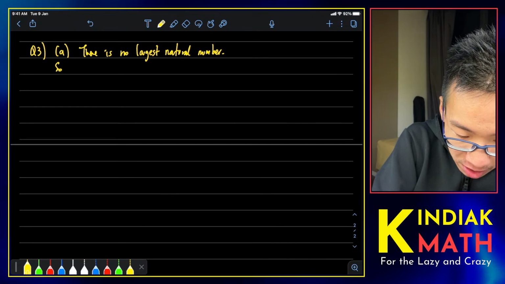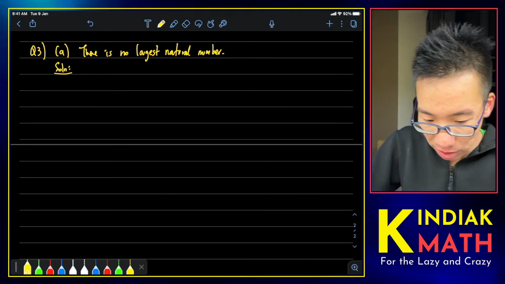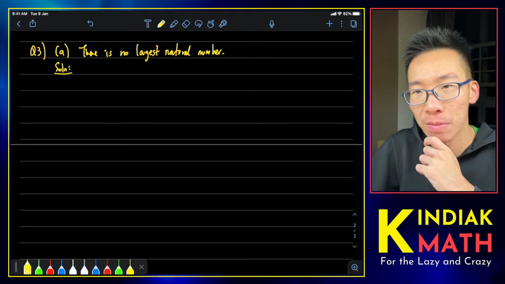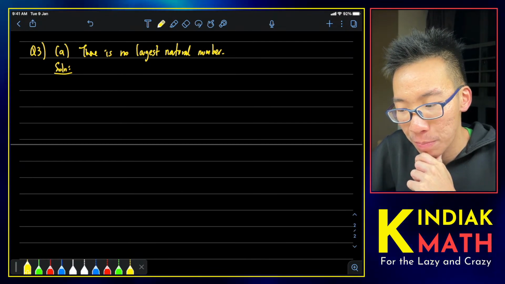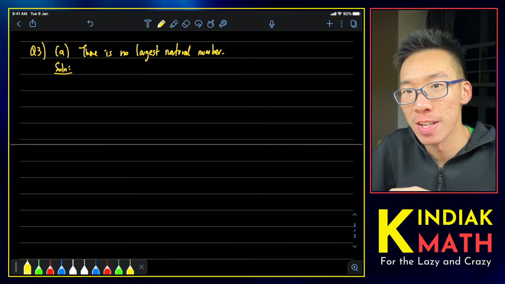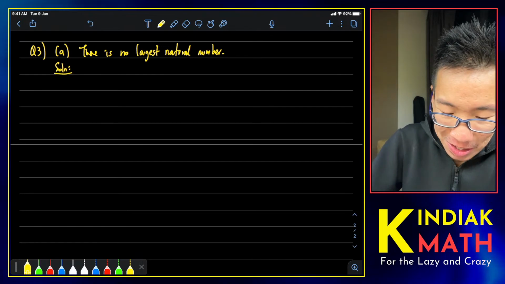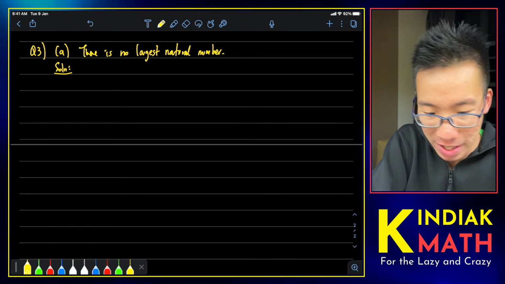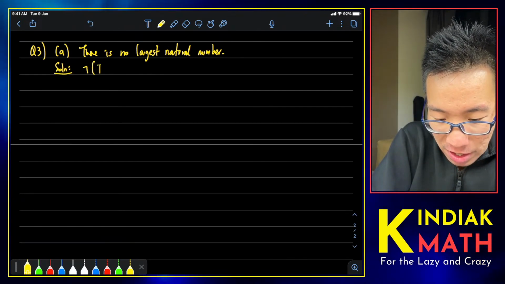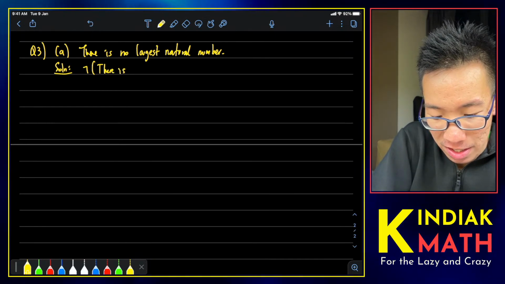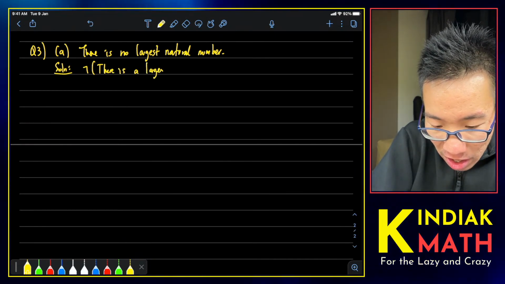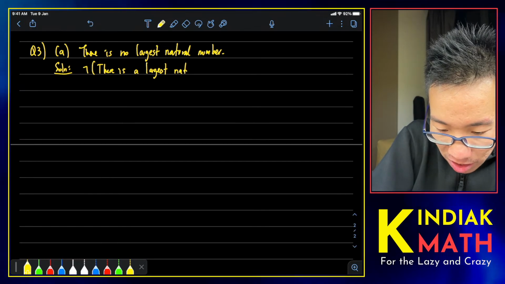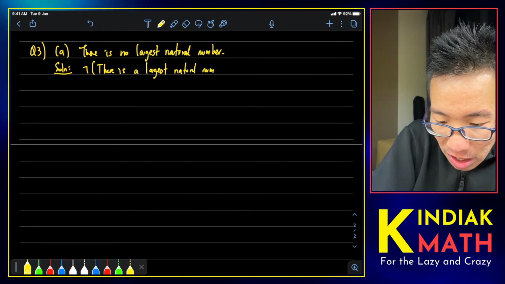So what does that mean? Well, it means that it's the opposite of there is a largest natural number, right? So here's how I might phrase it. Is the negation of there is a largest natural number.